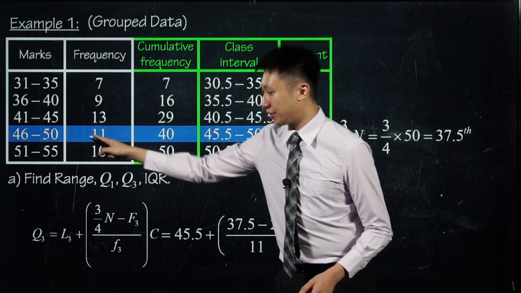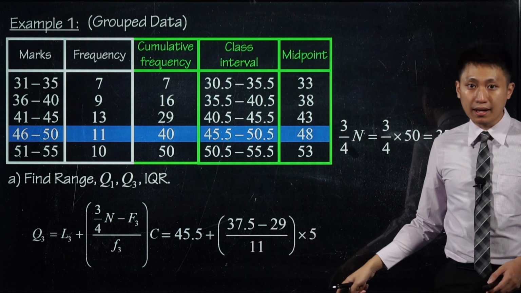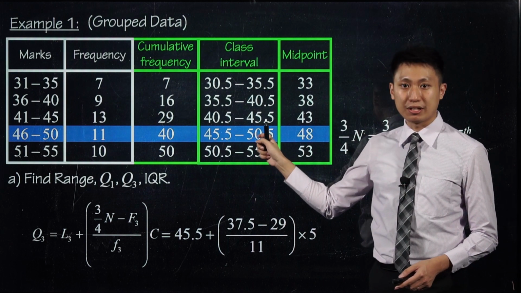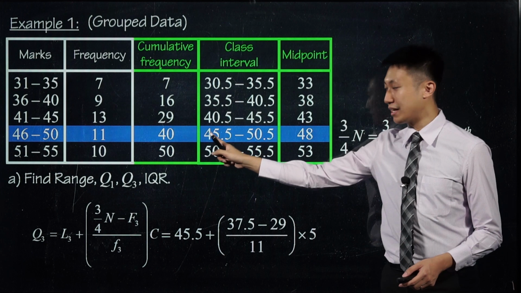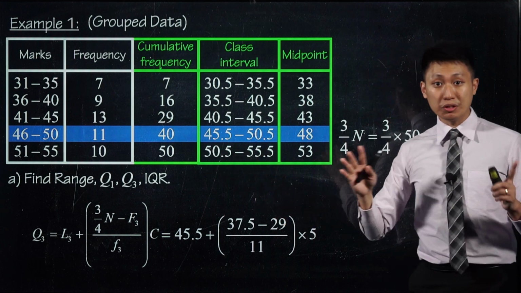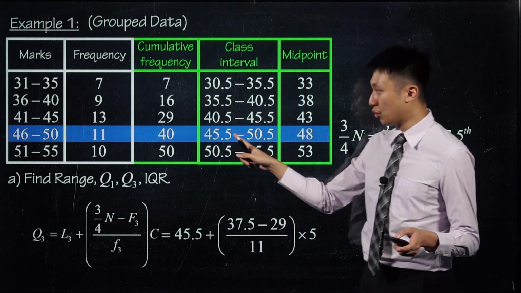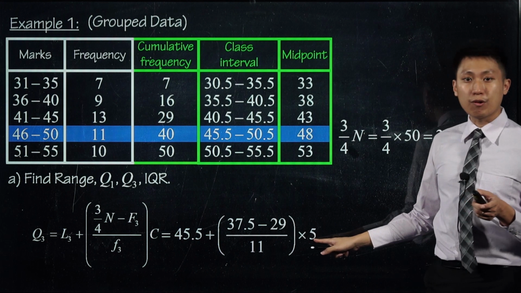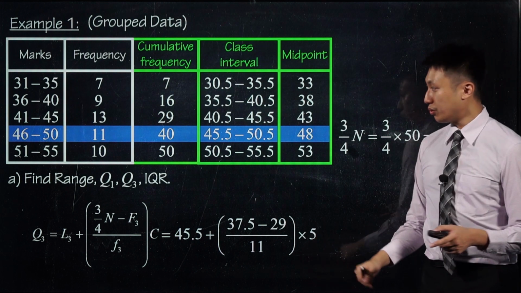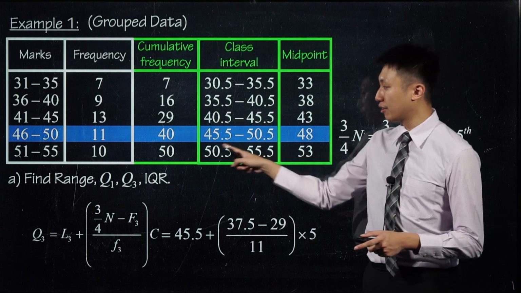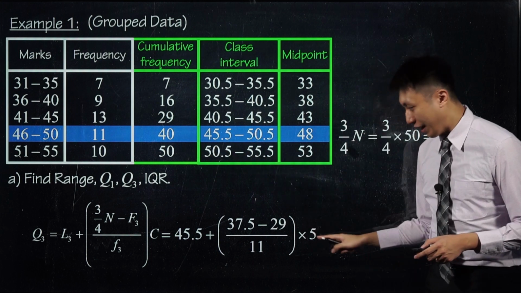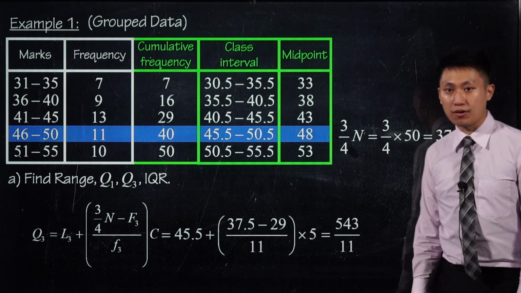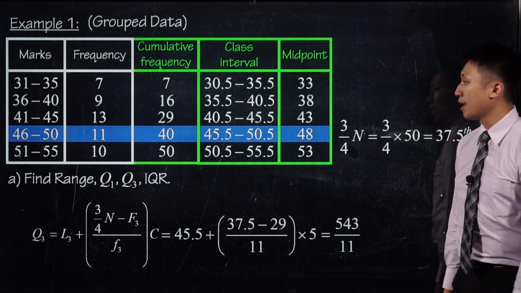Frequency is this class frequency, so it's 11, multiplied by the length, I mean the distance from the upper class boundary to the lower class boundary. Okay, this one minus this one. So it's 5. Just be careful here. If you take 50 minus 46, you get a different answer, right? You get 4. So it's not true. You have to take upper class boundary minus lower class boundary in order to get the correct answer. Okay, I guess you are smart enough. So you get 543 divided by 11.